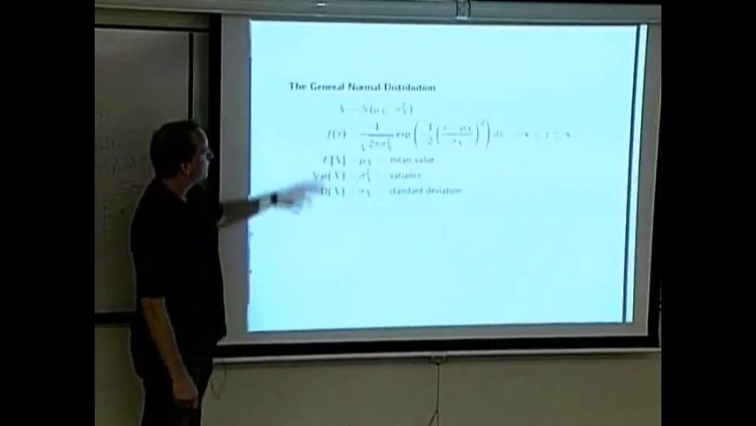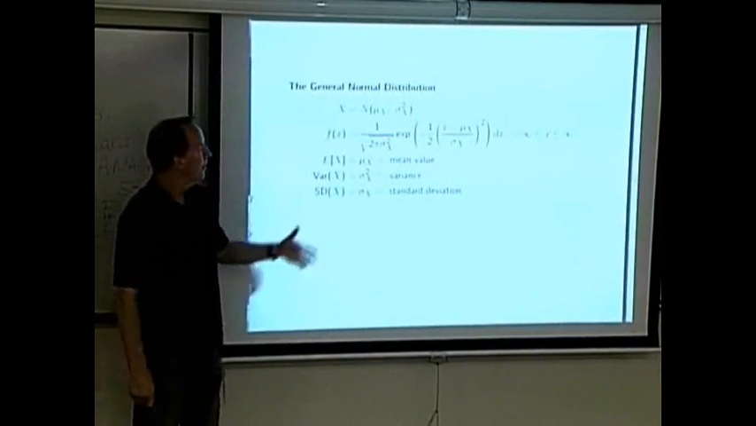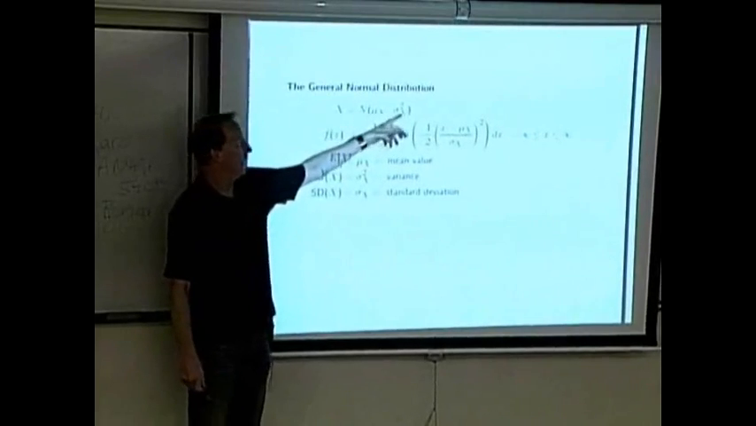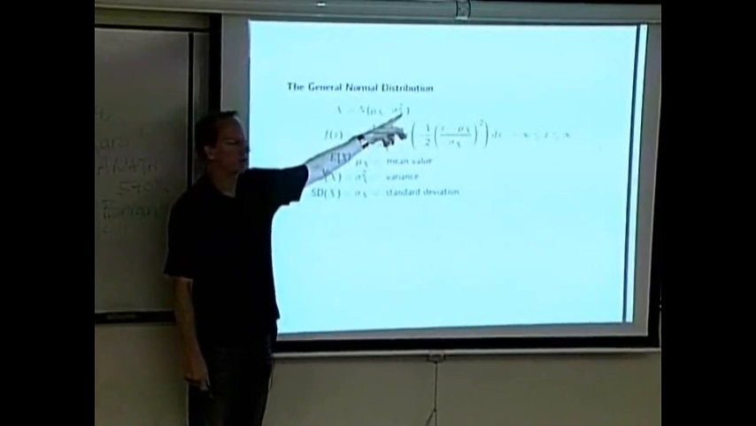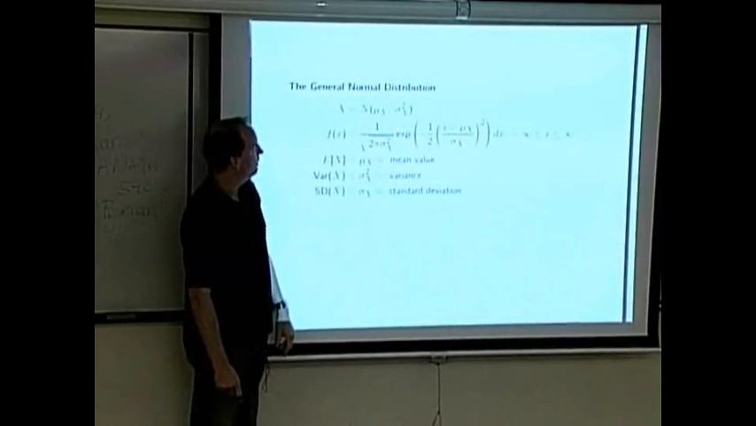All right. So the standard normal is restrictive because it has mean 0 and variance 1. The general normal distribution has an arbitrary mean and arbitrary variance. So it has a mean different from 0 and a variance that's different from 1.